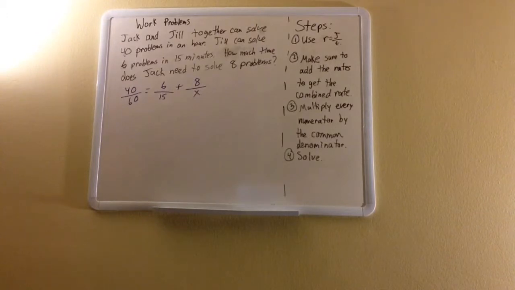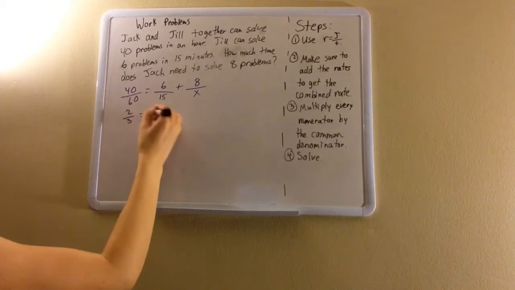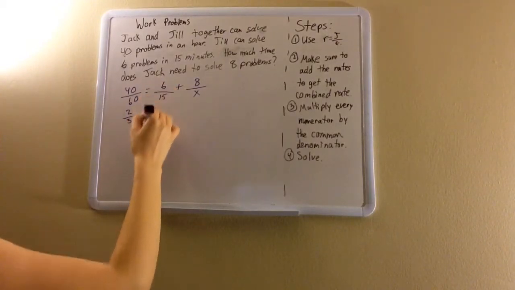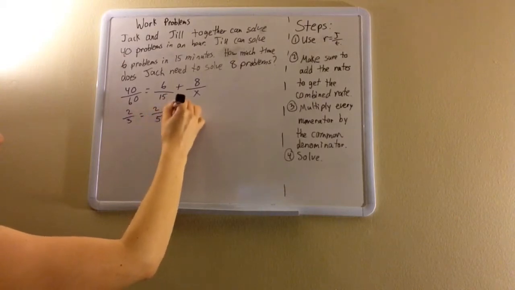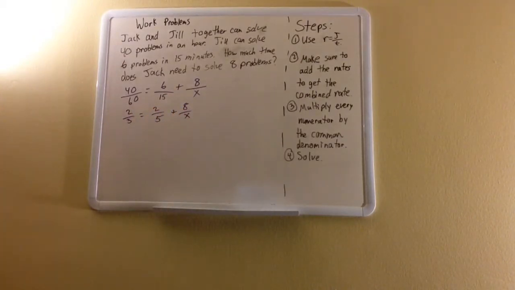Now I need to multiply every numerator by the common denominator. Some of you might say, but wait, I can reduce. Good idea. Let's reduce this. So 40 over 60 will reduce to 2/3. 6 over 15, I could divide both by 3, so I'm going to get 2 over 5. And now I'm going to go ahead and multiply every numerator by my common denominator.